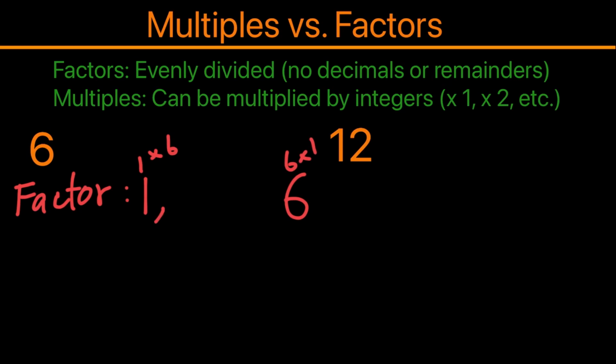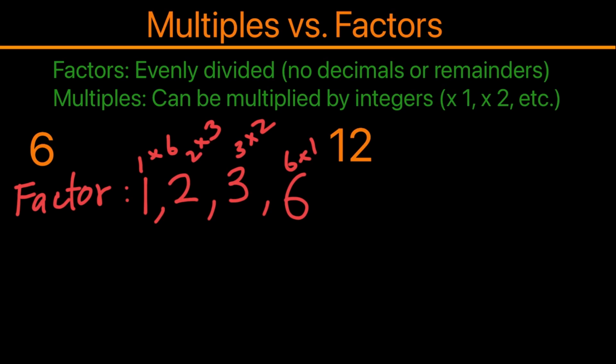So the next factor will be 2, because 2 times 3 becomes 6. Now the next number, we have 3, because 3 times 2 equals 6. Now the next number, 4, doesn't work because 4 cannot times by a number and become 6. And 5 is also not a factor. So lastly will be 6. So therefore the factor for 6 will be 1, 2, 3, and 6.